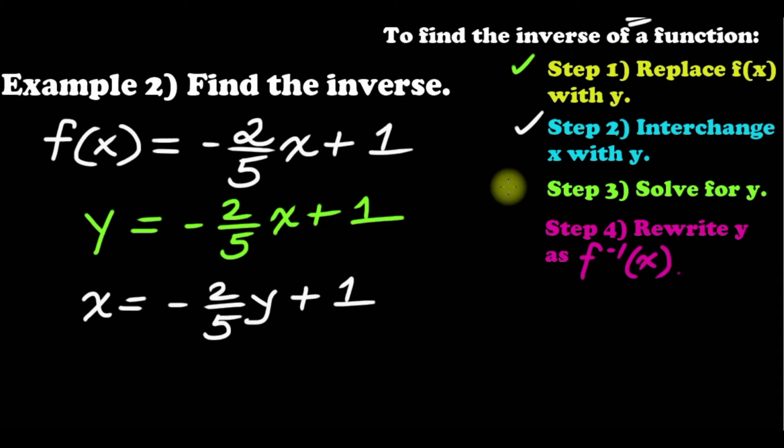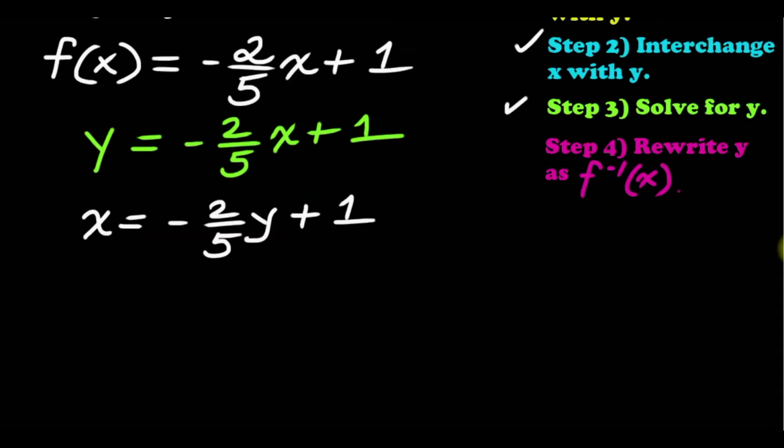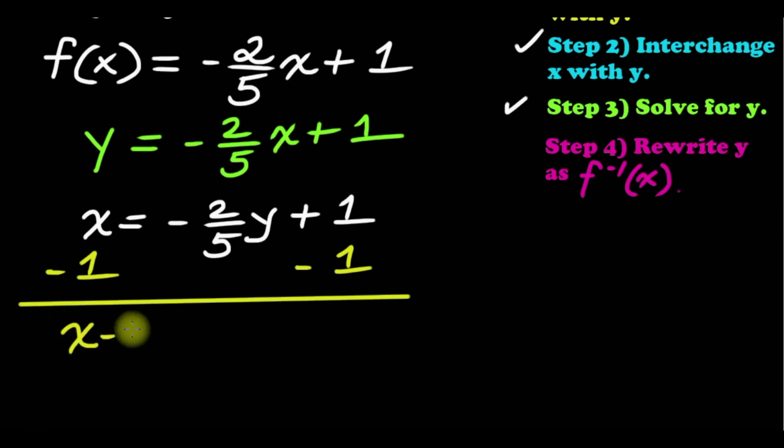And then step 3, we have to solve for y. So you have to get the y all by itself on one side of the equal sign. First I would have to get rid of the positive 1, and that is to minus 1 to it, and then minus 1 to this side. So here you have x minus 1 is negative 2 over 5y.